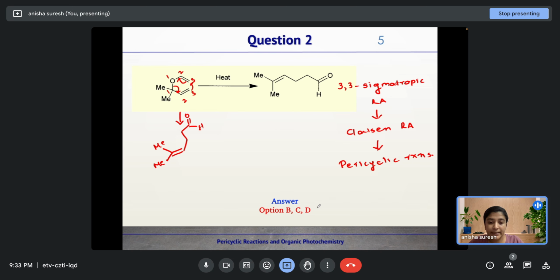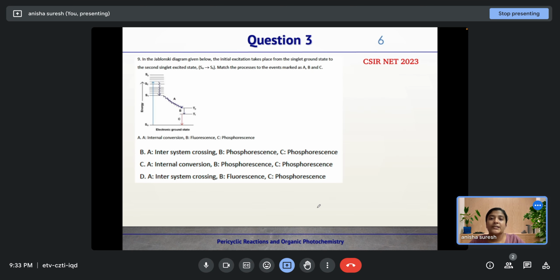Now coming to the third question. So here the Jablonski diagram is given. I hope the Jablonski diagram is clear to everyone, as you have seen the organic photochemistry lectures. So in the Jablonski diagram given below, the initial excitation takes place from the singlet ground state to the second singlet excited state, that is S0 to S2. As we can see here, this is the absorption that is taking place, from the singlet ground state it is getting excited to the second singlet excited state.